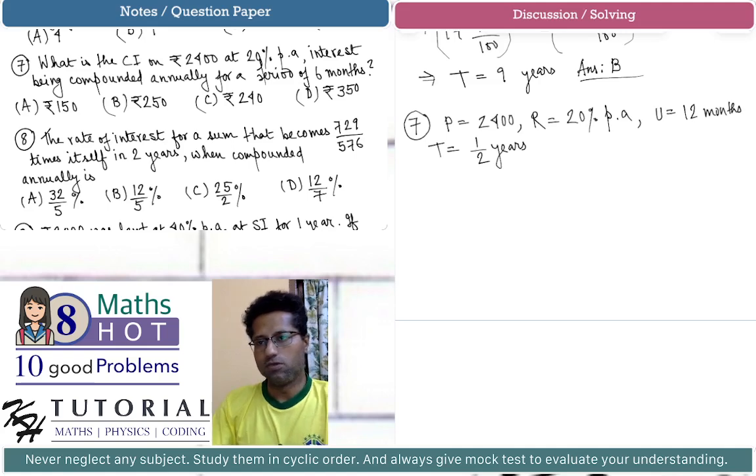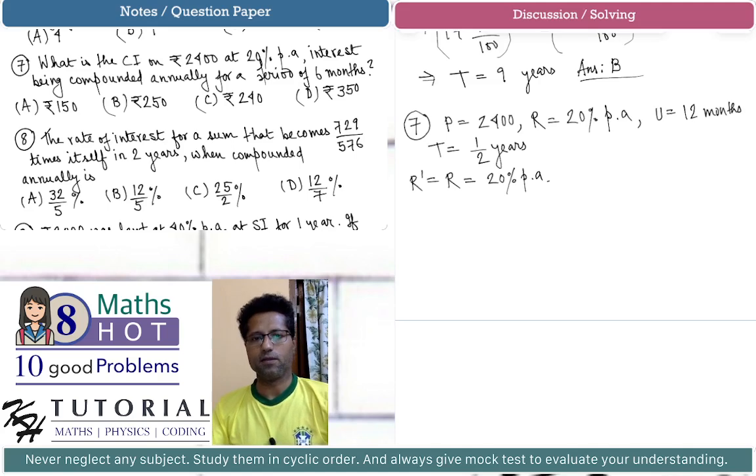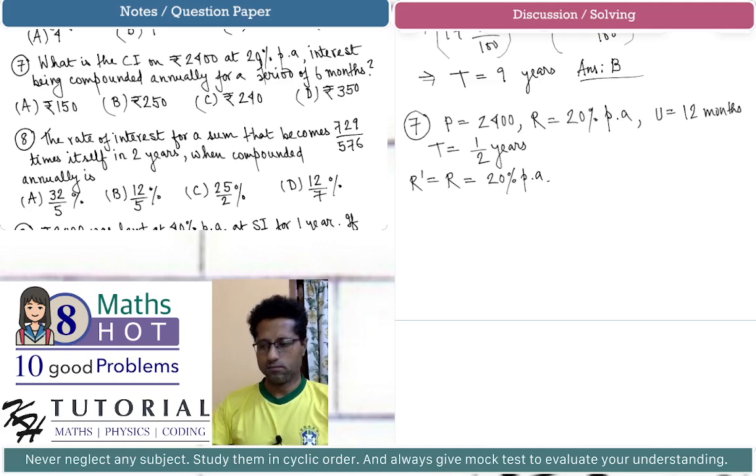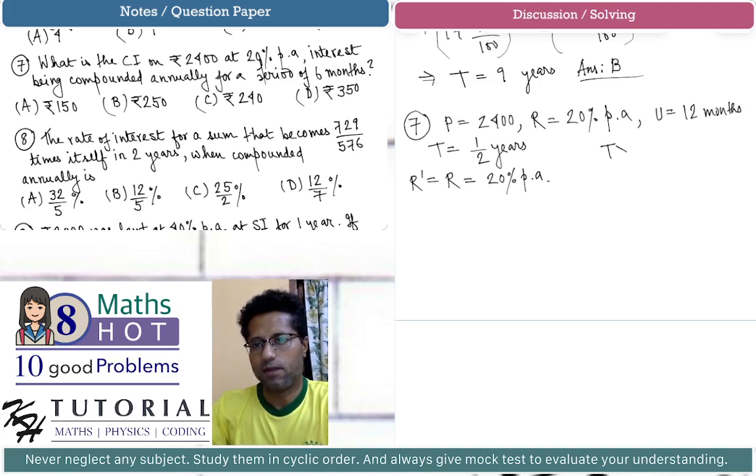So when u is equal to 12 months, we know that r dash will be equal to r, which is equal to 20% per annum. Now to use the general formula, we have to find the value of small n and the fraction a by b from the value of t multiplied by 12 divided by u, which is equal to half multiplied by 12 divided by 12, which is equal to half.